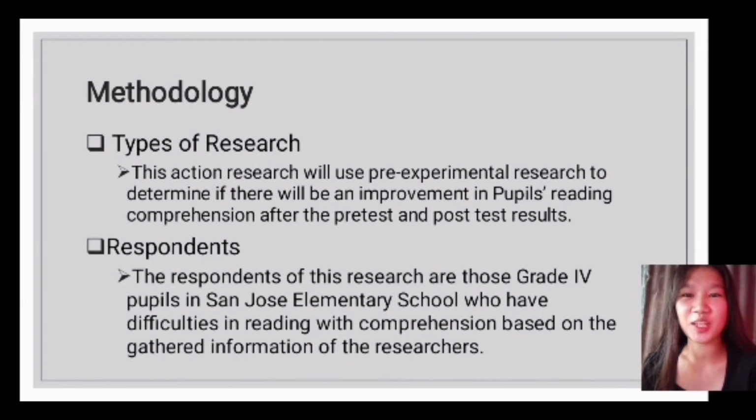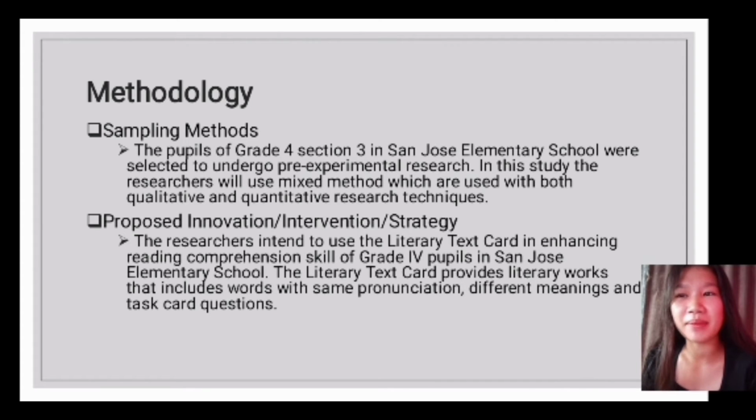Who are the respondents of this research? Respondents. The respondents of this research are those grade 4 pupils in San Jose Elementary School who have difficulties in reading with comprehension based on the gathered information of the researchers. Sampling methods. The pupils of grade 4 section 3 in San Jose Elementary School were selected to undergo pre-experimental research. In this study, the researchers will use mixed method, which uses both qualitative and quantitative research techniques.